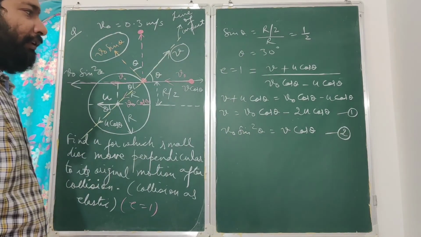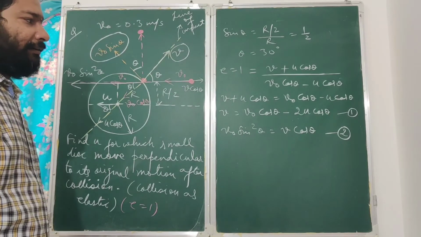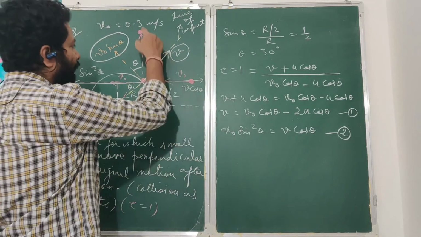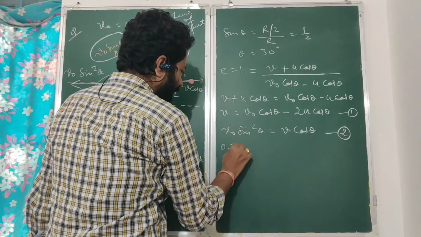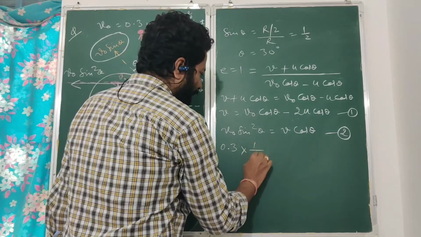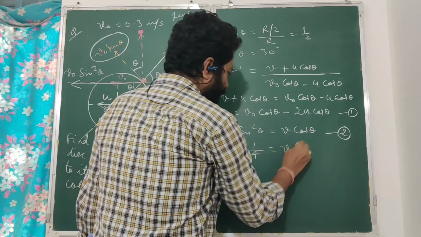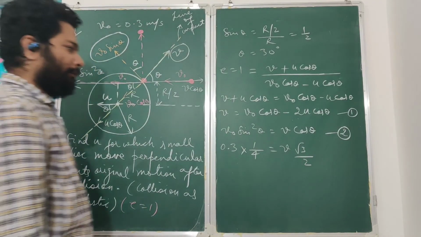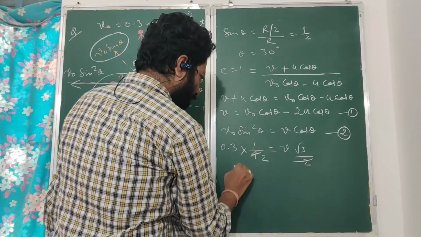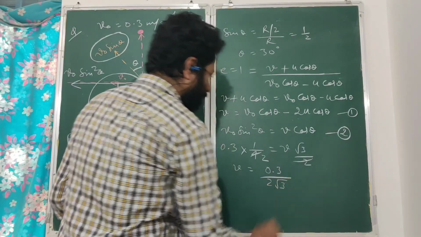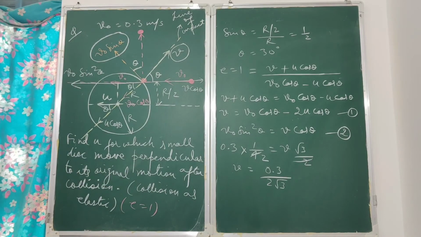Now we have to substitute the values and get the answer. So let us try to do that. What is v naught? 0.3. Sin square theta: sin of 30 is half, so it becomes 1 by 4, and that is equal to v cos theta, which is root 3 by 2. So v becomes equal to 0.3 by 2 root 3. Okay.